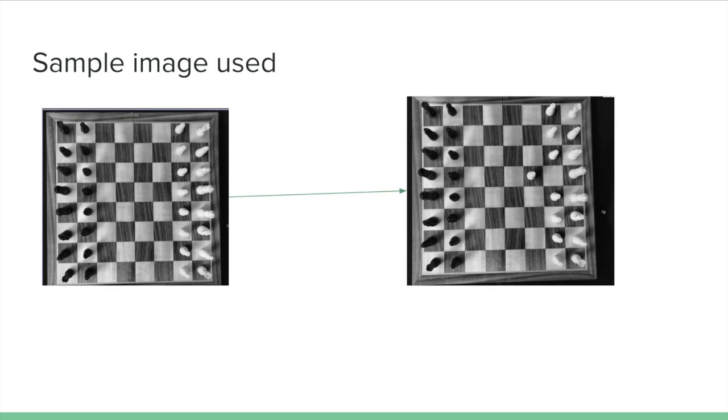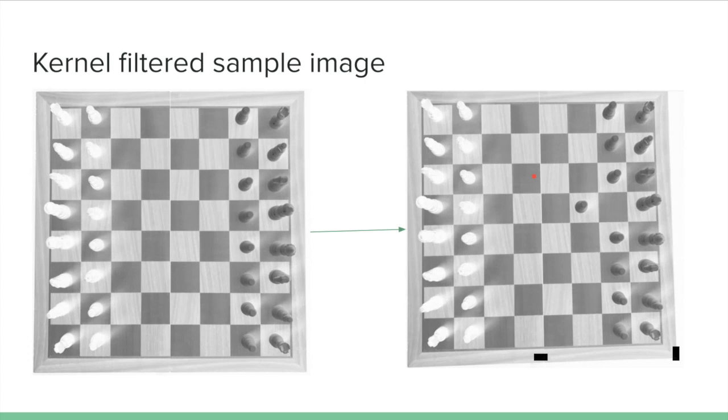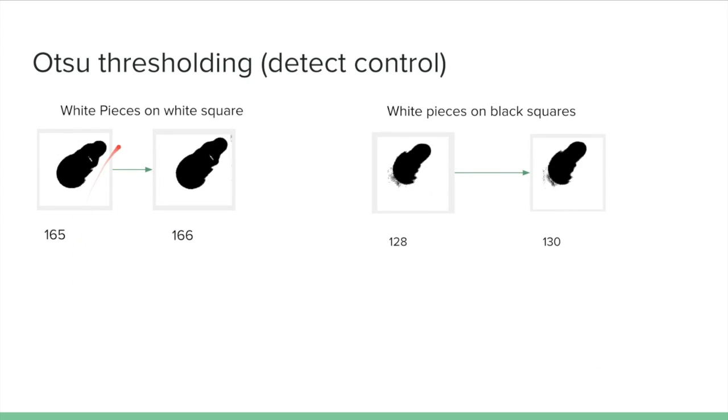Okay, so for example, the sample image that I fed in was the one on the left, and the first move was a white pawn from this location to this location, and I applied the auto thresholding after kernel filtering, just like I did a couple slides ago. After that, I was able to detect the white pieces on white squares. This is the control structure, which means that there is no change from the previous state of the game to the current state. And when I ran the auto thresholding, it was 166, 165 to 166.